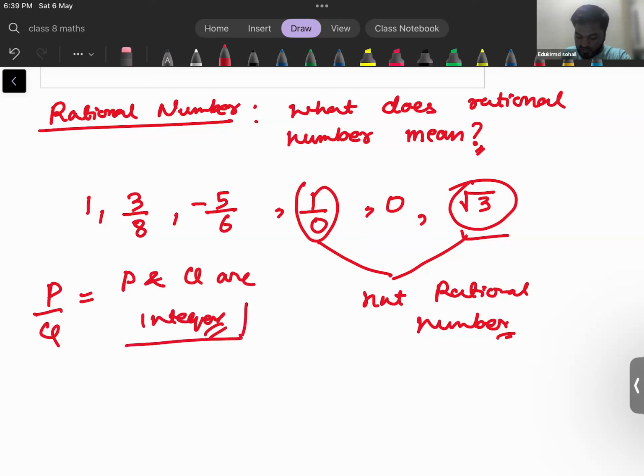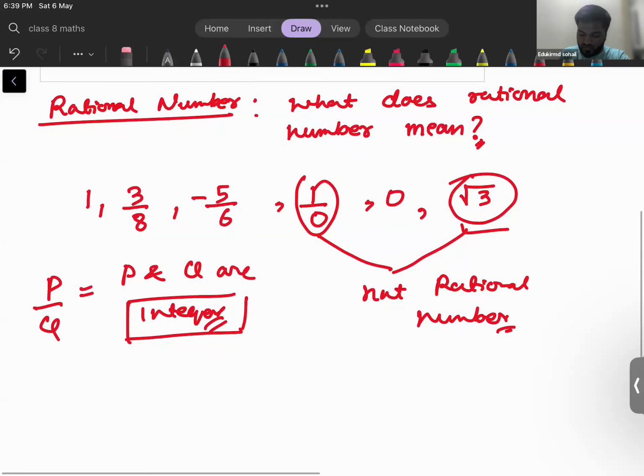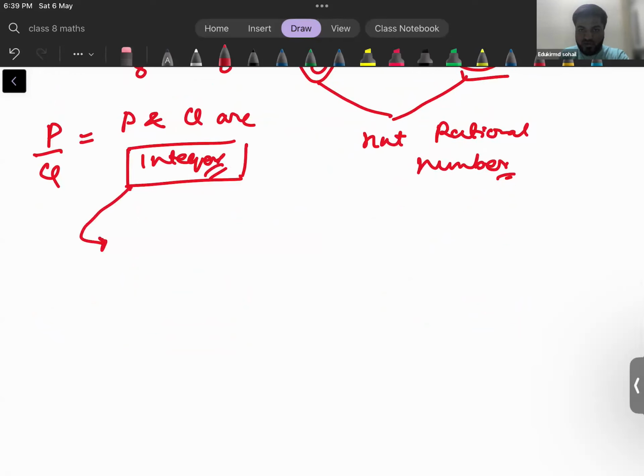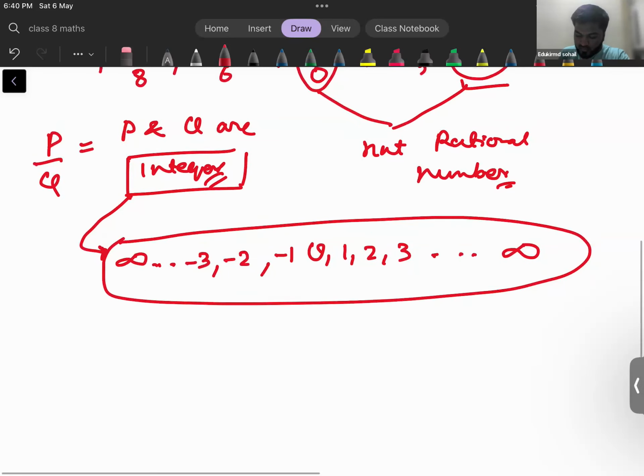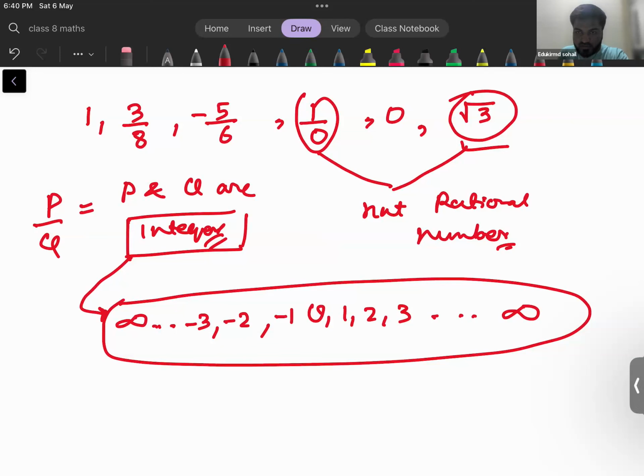So here comes a term, integer, which I am guessing you are already familiar with. What do we mean by integers? You see, integers are a collection of positive and negative whole numbers, right? And they range from negative of whole numbers up to infinity. But if we compare root 3 with integers, does root 3 fulfill the definition of integers?